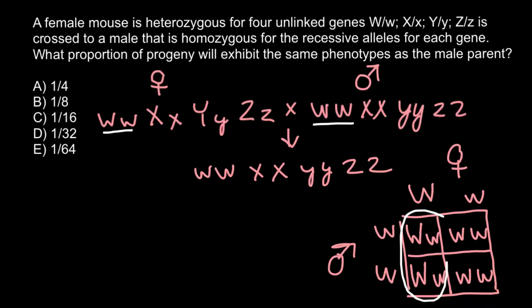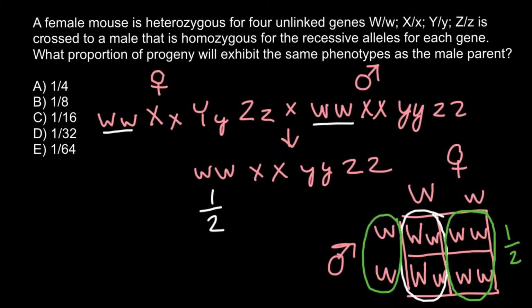As you see, 50% of such a cross would result in a heterozygous genotype, and another 50% would result in a homozygous recessive genotype, the same as the male parent has. And the probability would be 1/2. So we can say that the probability that in progeny we would see small w would be 1/2.